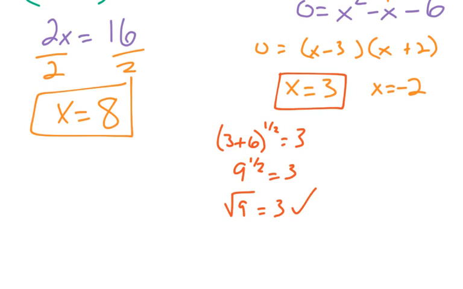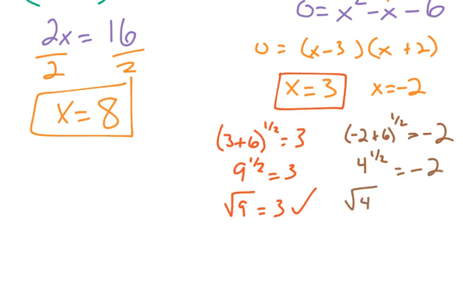Let's check with -2, and I'm going to use brown for this one. So we're going to have -2 plus 6 to the 1/2 power is equal to, that was x on the end, so it's going to be equal to -2. -2 plus 6 is 4, so 4 to the 1/2 power is equal to -2. 1/2 power, again, rewrite that as the square root. The square root of 4 equals -2.